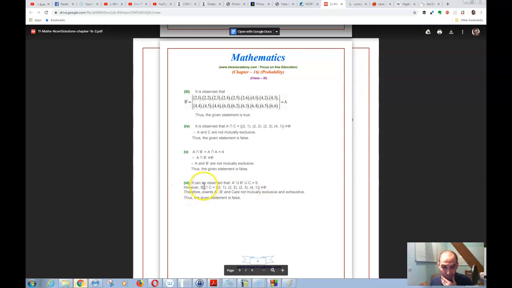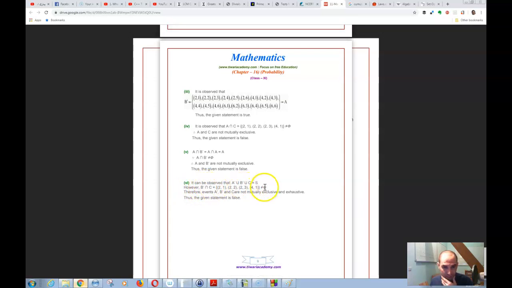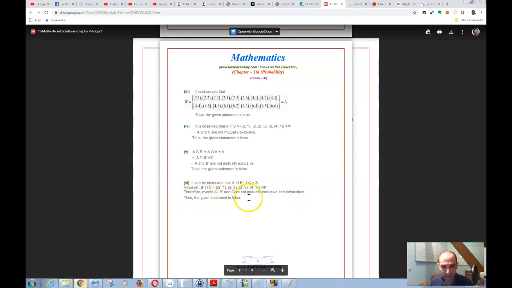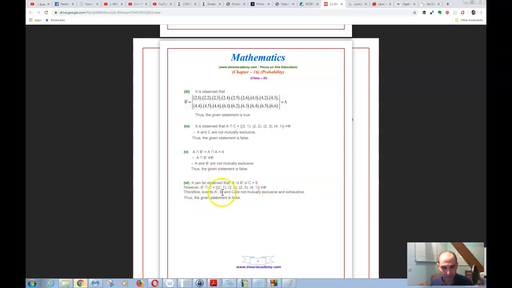However, B prime intersection with C is not equal to the null set, therefore events A prime, B prime, and C are not mutually exclusive and exhaustive, therefore the given statement is false. So this is A prime, B prime, and C are not mutually exclusive and exhaustive. Okay, so this was the example, the exercises here.